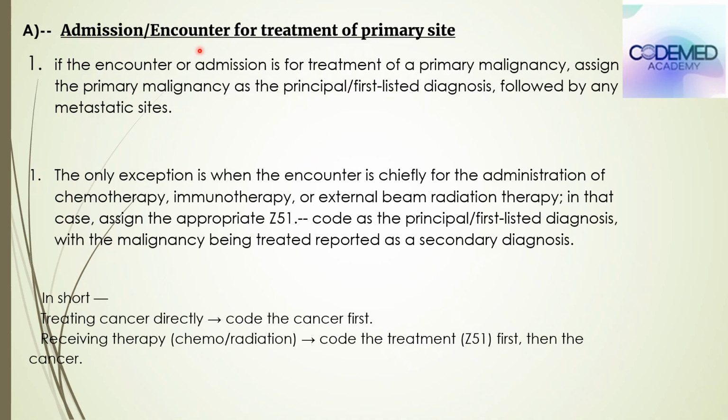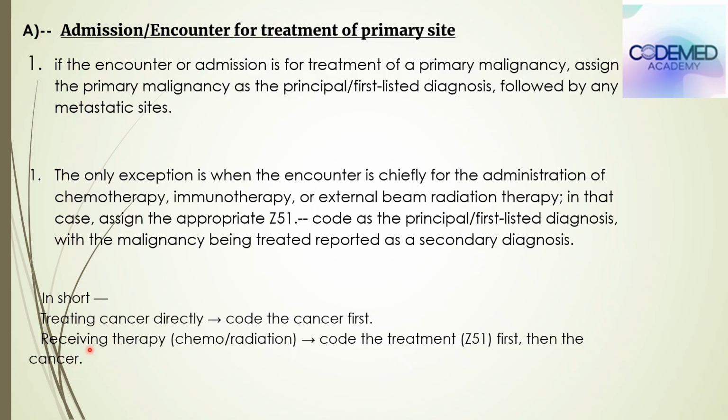Next is admission encounter for the treatment of the primary site. If the encounter or the admission is for the treatment of the primary malignancy, assign the primary malignancy as the principal or the first listed diagnosis, followed by any metastatic site. The only exception is when the encounter is chiefly for the administration of the chemo, immuno, and external beam radiation therapy. In that case, assign appropriate Z51 code as the principal or the first listed diagnosis, with malignancy being treated or reported as a secondary diagnosis.